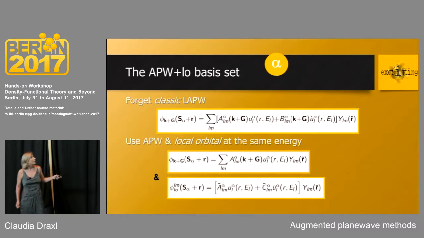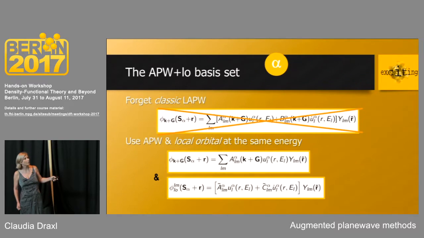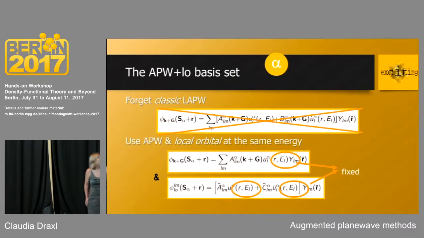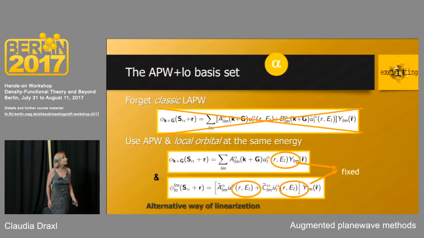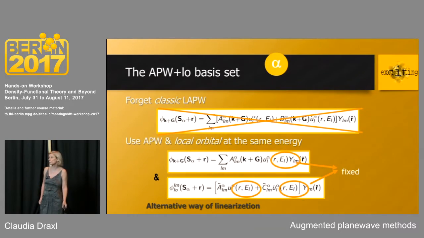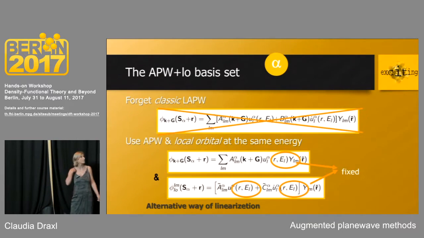So we ended up, forget about this, having our APW basis, but now for fixed linearization energy, and local orbitals to make this basis more flexible and to guarantee that whatever goes wrong by using the linearization energy here will be taken care of by this local orbital. And this is actually the reason why I call all of them linearized augmented plane waves, because this is just an alternative way of linearizing our eigenvalue problem. So again, we have fixed linearization energies in the basis set here.